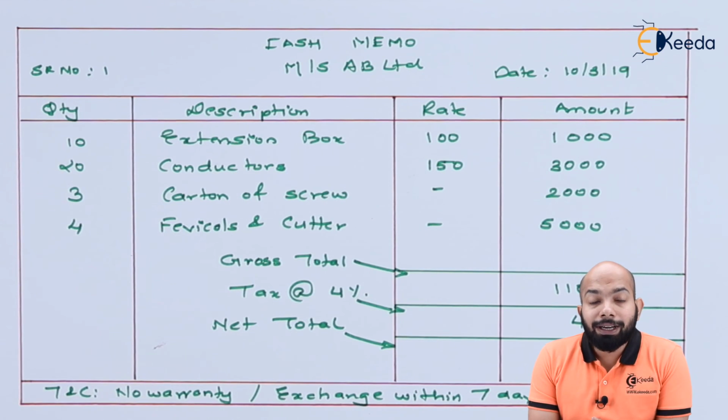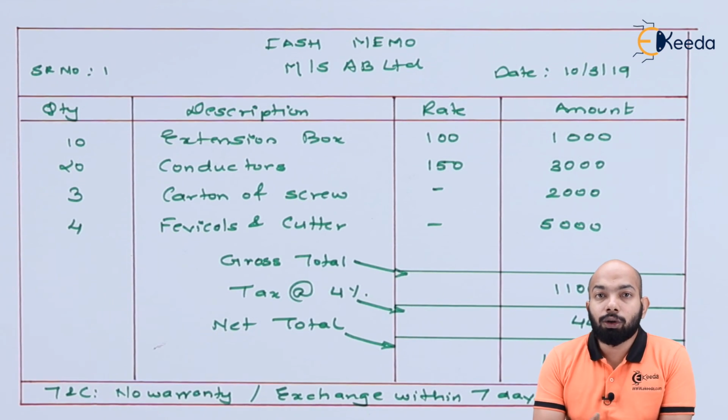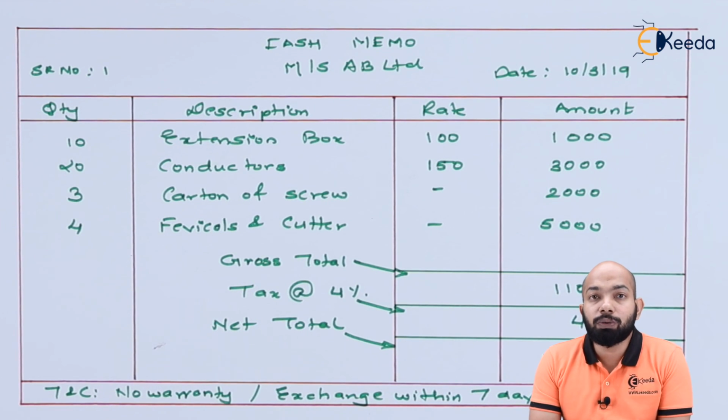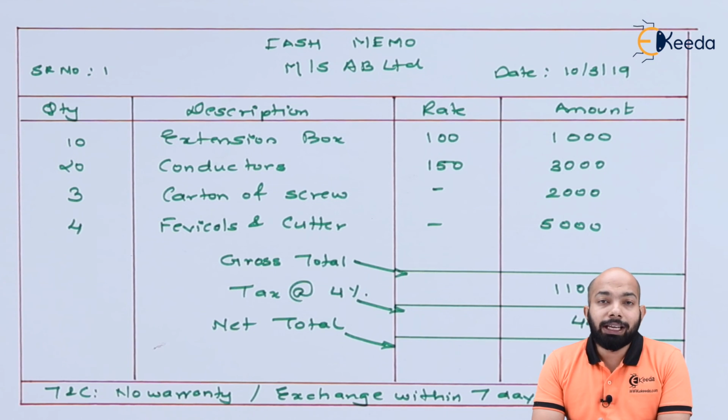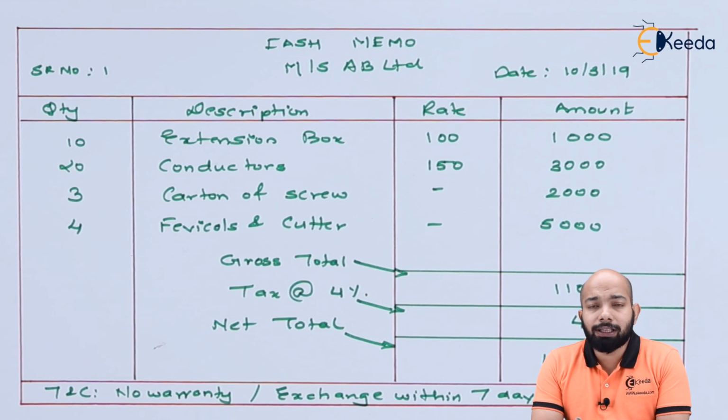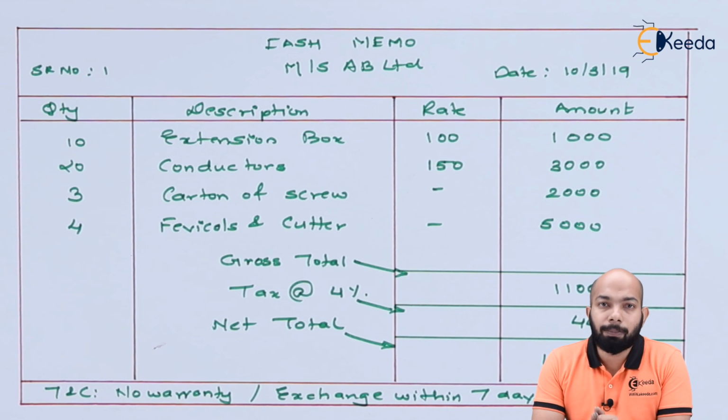So now that we have prepared this cash memo, as you can see the gross total is 11,000, on which we have charged GST at the rate 4%, getting a total of 440 rupees, and the total amount being 11,440 being the final amount or the net amount that is supposed to be paid by Mr. Hassan, or which has been already paid by Mr. Hassan. Hence, we don't know here. We'll just assume that this is the bill amount.